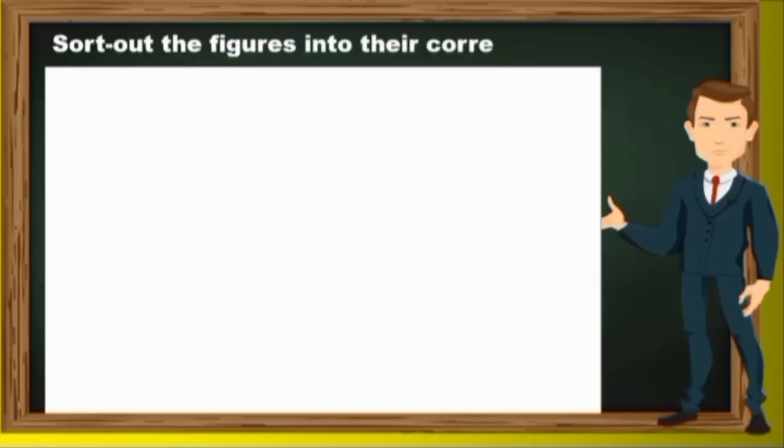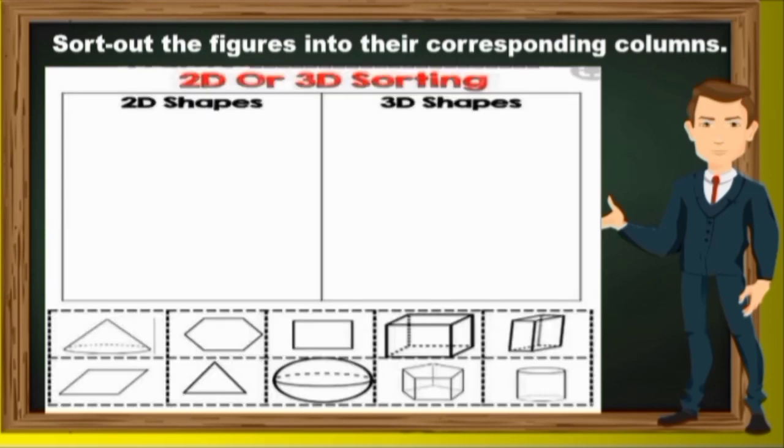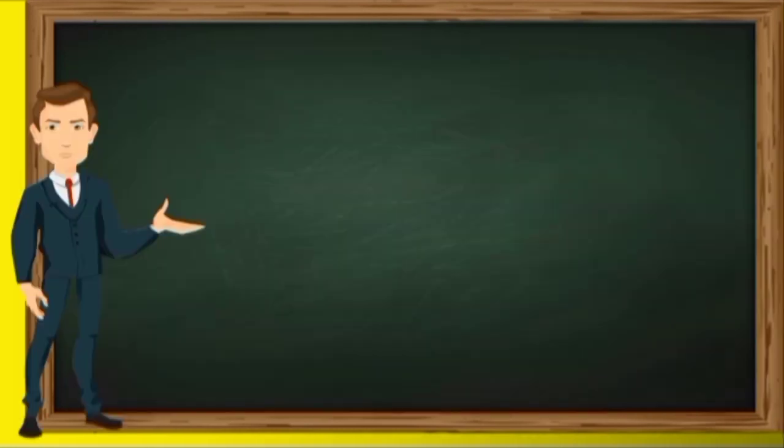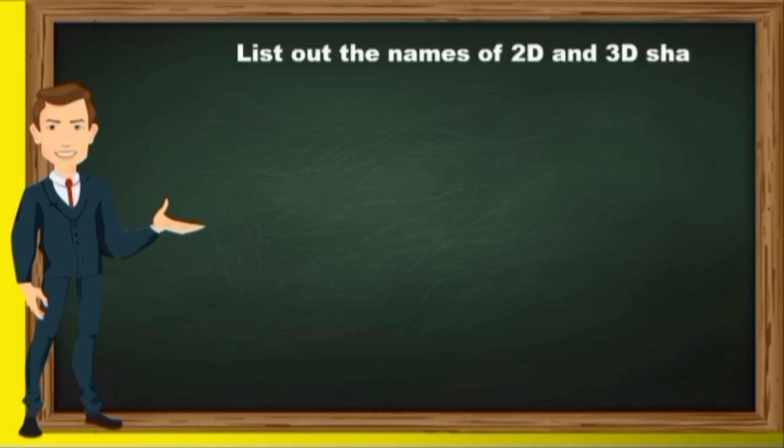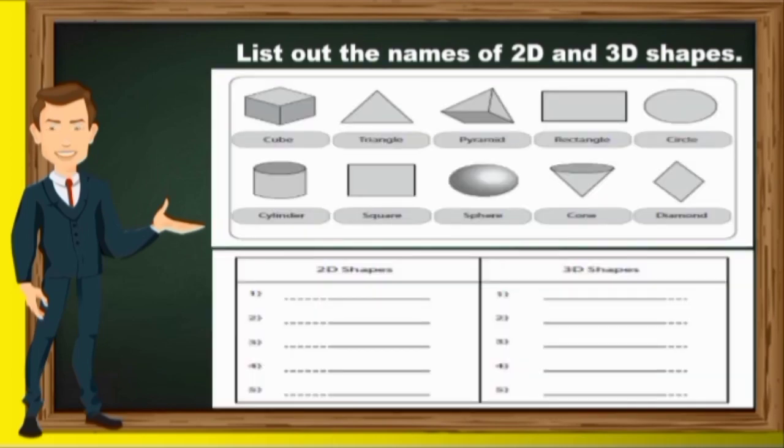Now, let's have another activity. You need to sort out the figures into their corresponding columns. So again, all of you will receive printed materials that you need to answer and pass on Friday. You may now start. Okay. To continue, let us list out the names of 2D and 3D shapes. You need to write your answer on a piece of paper and send it via messenger. You may start.